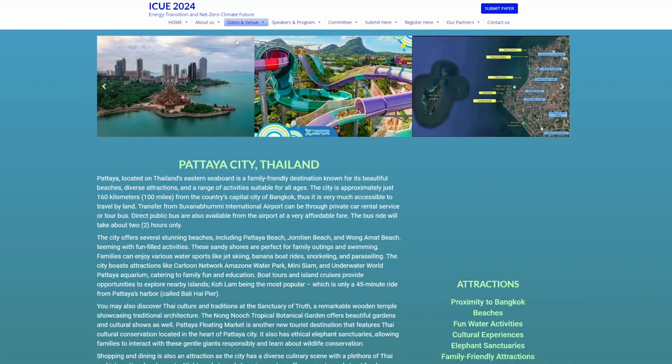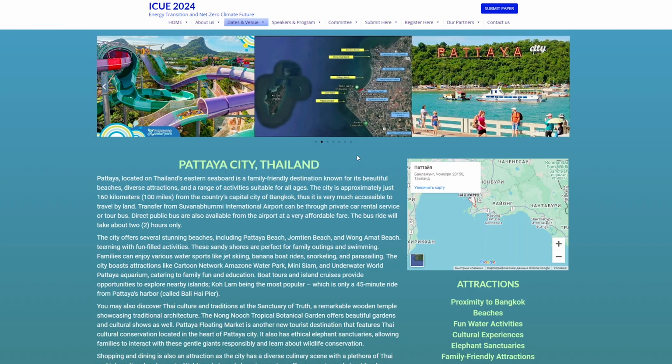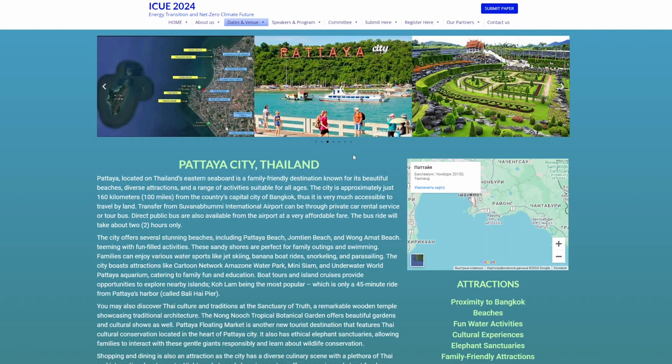So what is the venue? What are they saying about the venue? And they show these nice pictures of this aqua park. I mean, is this an academic conference or not? Why should we care about aqua parks located in Pattaya Beach Hotel?